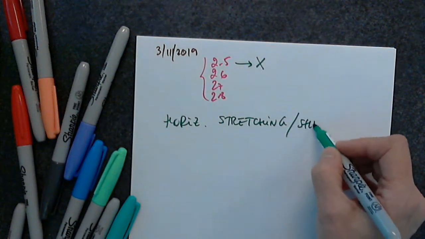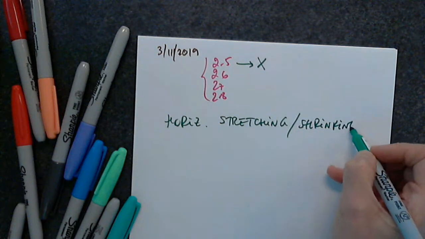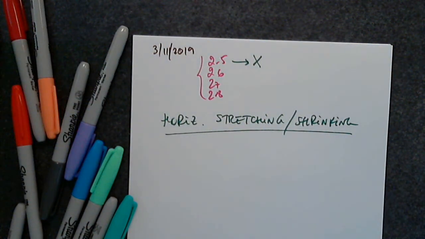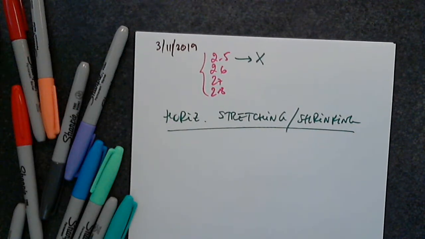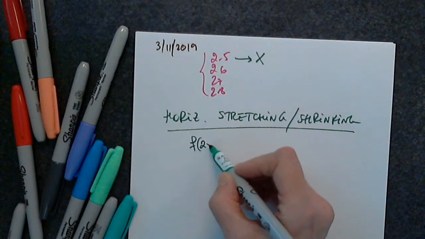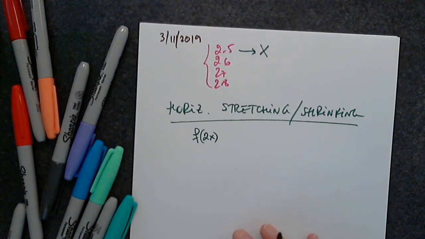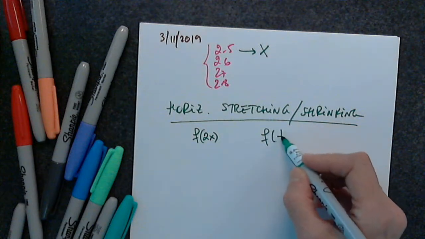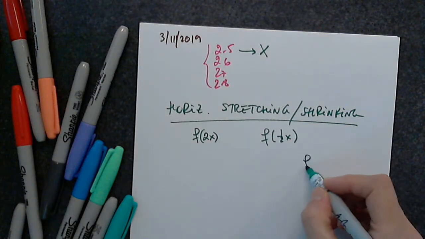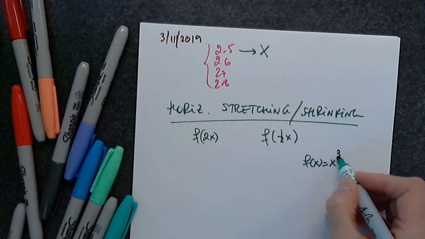Shrinking. This is a very useful transformation for trigonometric functions, but trig is not part of this course. So I'm just going to say that if we replace x by twice x or by 1/2 x, what would you expect to happen? So I have a function, let's say f of x, which is x to the third.